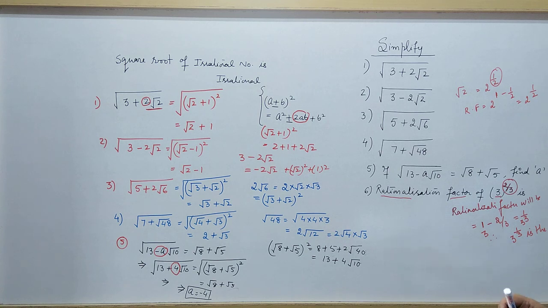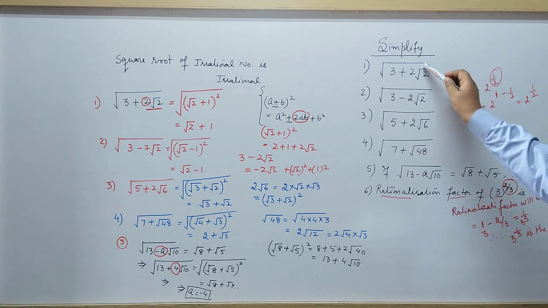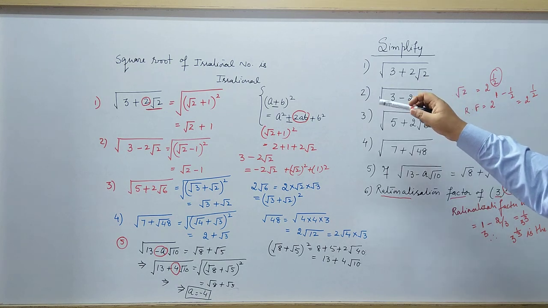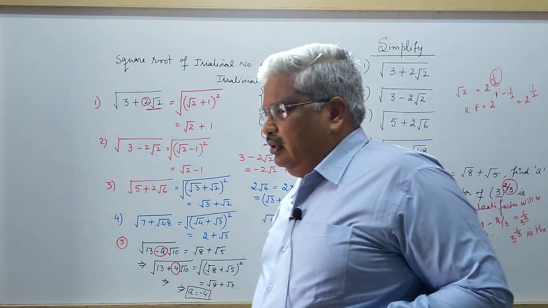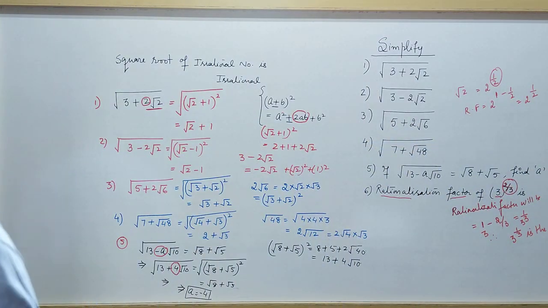So this is all about the square roots. Normally you can check the 2ab term and make the perfect squares by using the identity a plus b whole square or a minus b whole square. That's all in this video.